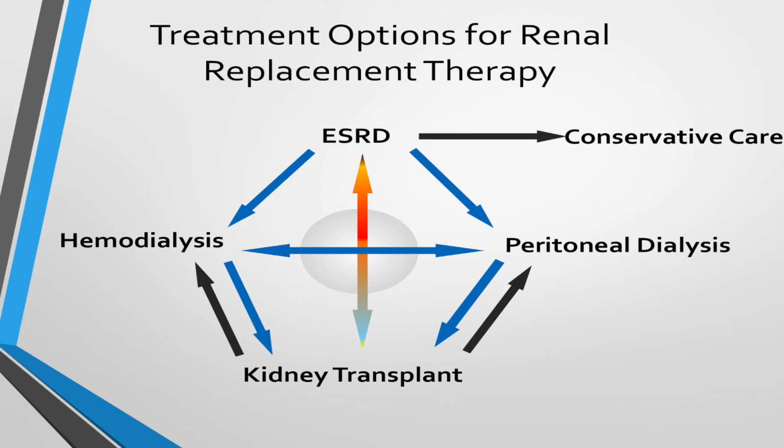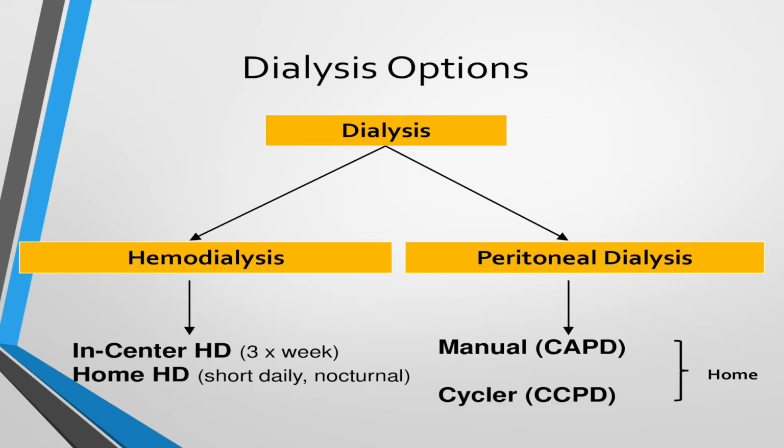So in terms of dialysis, you are familiar with hemodialysis and peritoneal dialysis. Hemodialysis can be done in the routine conventional method, where typically the patient comes to a dialysis center 3 times a week, and we do dialysis for about 3 to 4 hours. The other approach would be home hemodialysis.